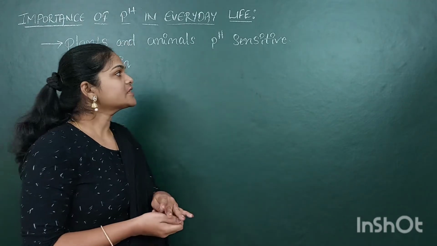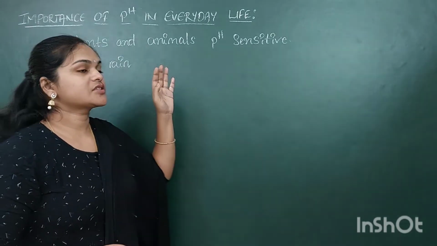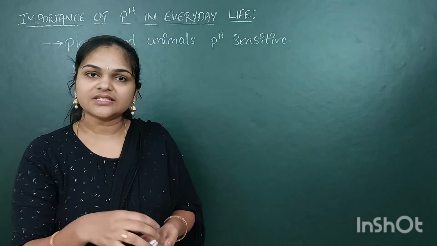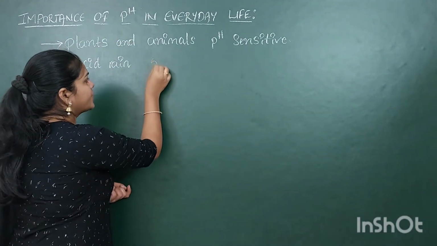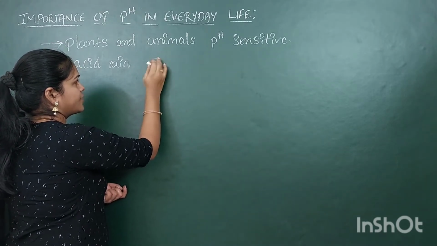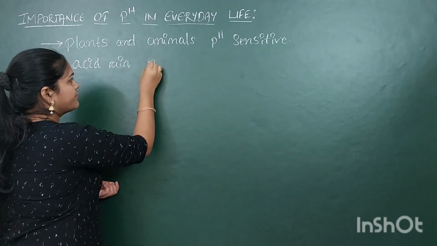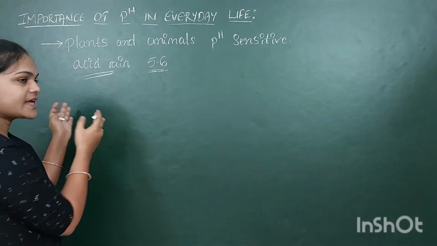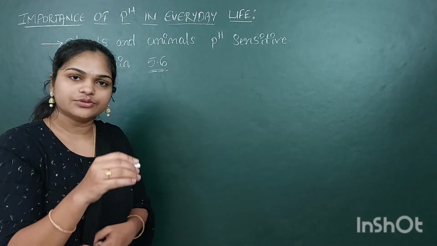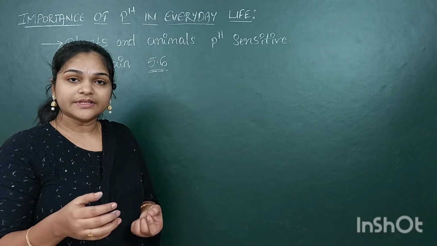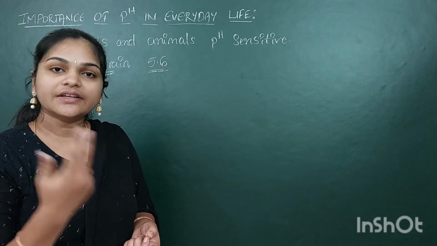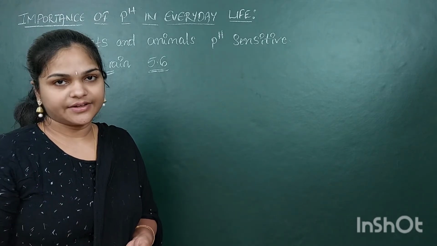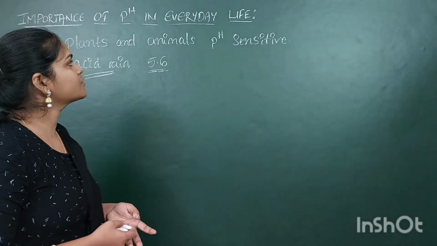Yes. Here, plants and animals being pH sensitive means that when rainfall is falling, if its pH value decreases to less than 5.6, it causes acid rain. And if this acid rain water flows into that river, the aquatic animals present in that river find it difficult to live their life in that river. That is the cause we can see.